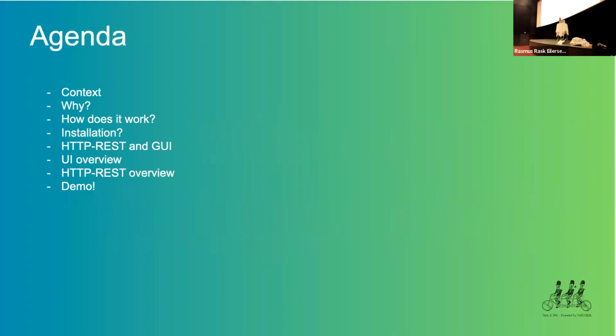So, a short agenda: some context, some whys, the decision making on some of the choices. How does it actually work? How simple is it to actually get going? I'm going to explain some stuff about the REST API and the GUI, a quick overview of the GUI, a quick overview of the REST API, and then we're going to end with a demo.